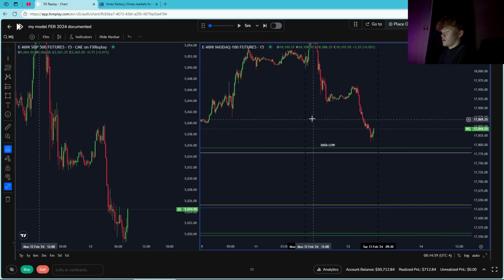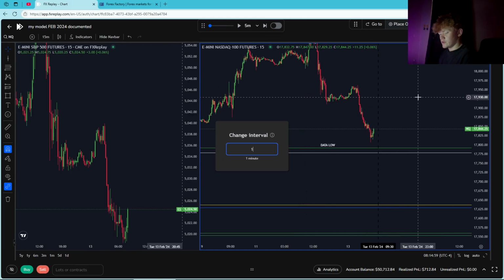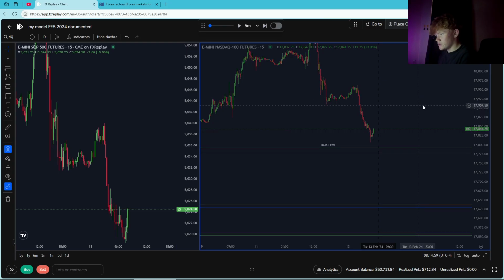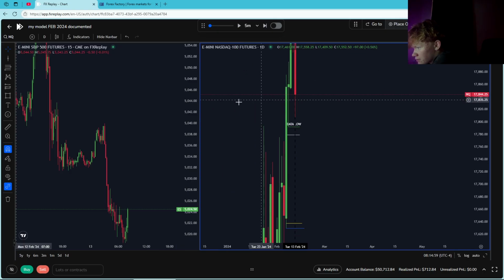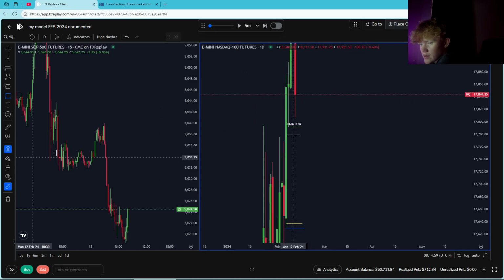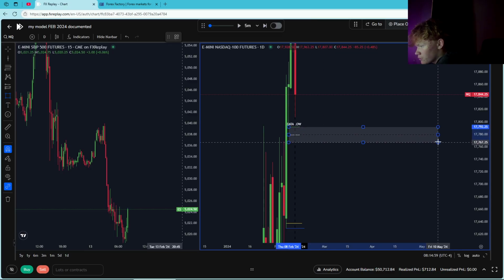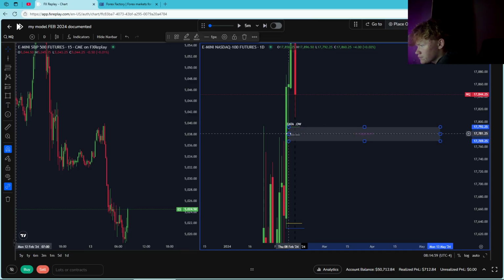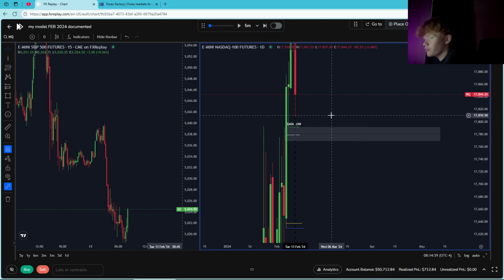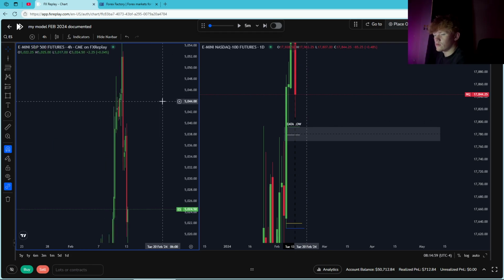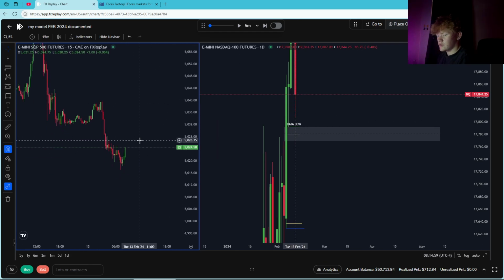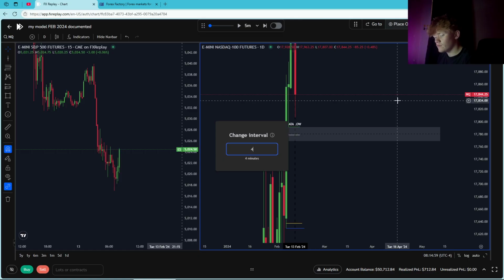9:30. So I guess let's just get a little bias. I really do like this daily gap as a draw for the current moment. For the current moment, that is my draw on liquidity. Let's go back to 15 minute. Yes, actually, just stay there. 4 hour.